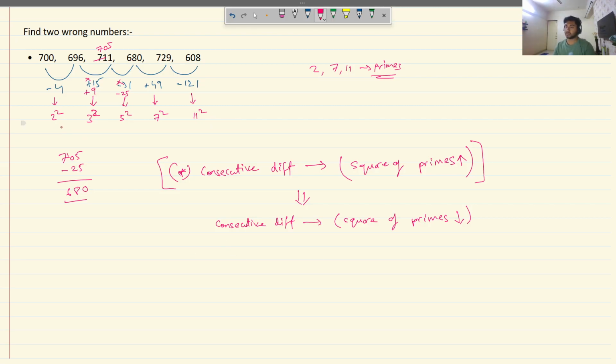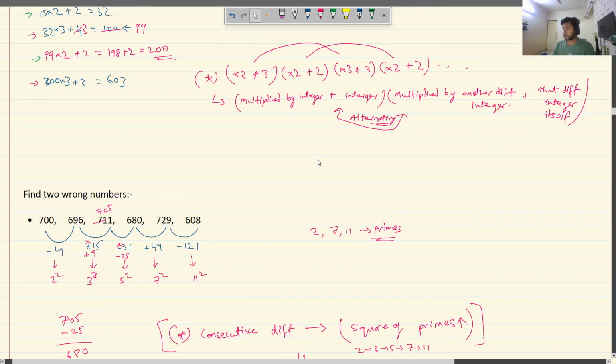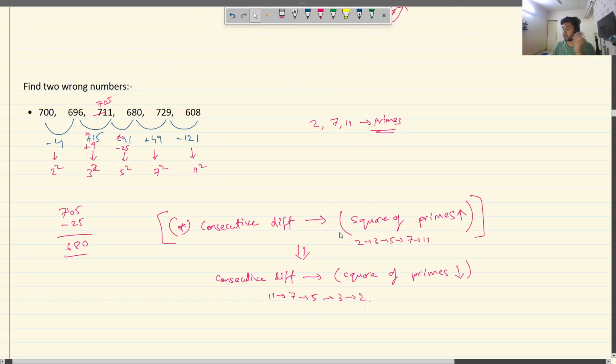Here we went from 2 square, 3 square, 5 square, 7 square, 11 square. In this case it would be the reverse of that: 11, 7, 5, 3, 2. Hope this question was clear.